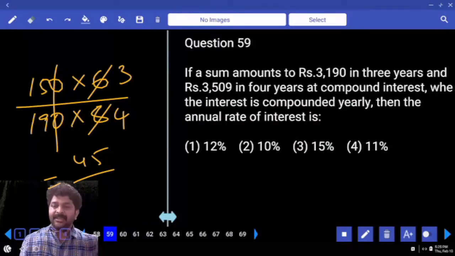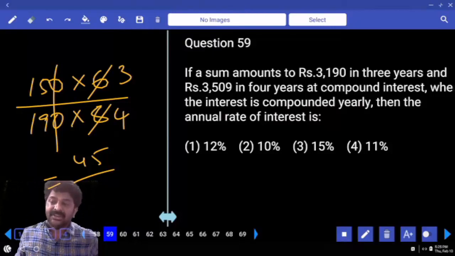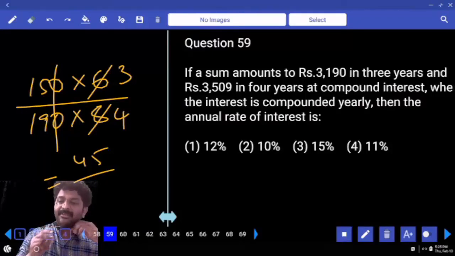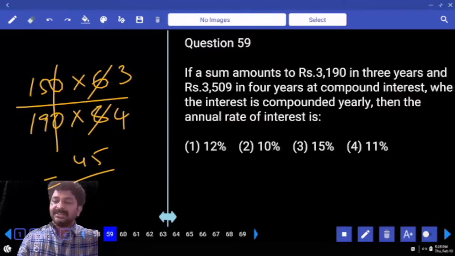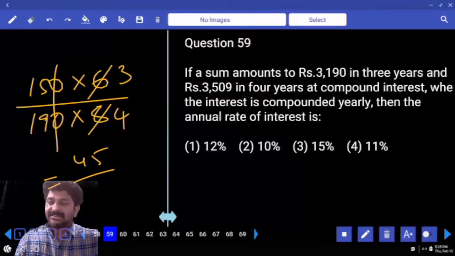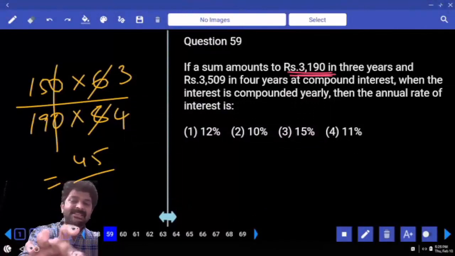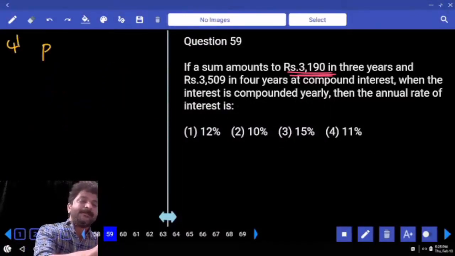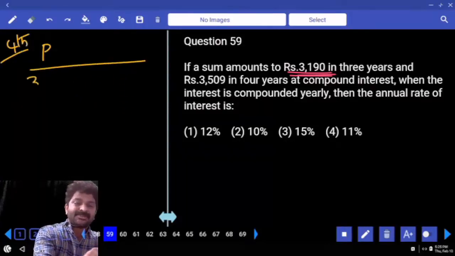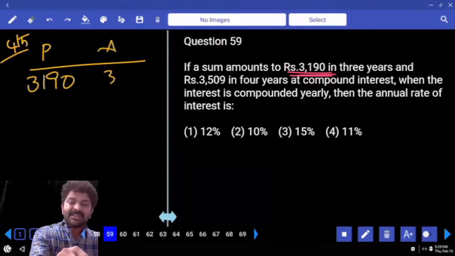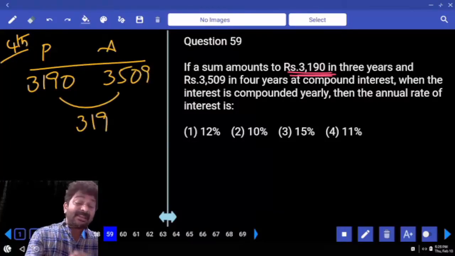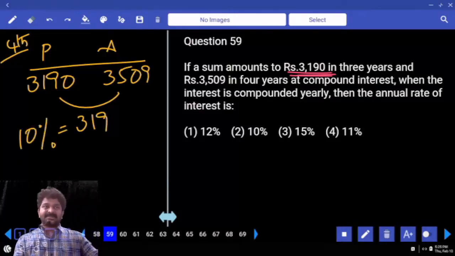Next. If a sum amounts to 3190 in 3 years and 3509 in 4 years at compound interest, what is the interest? When the interest is compounded yearly, then the annual rate of interest is, right. So, amount after 3 years can be written as principal for 4th year. For 4th year, principal becomes 3190 and amount is 3509. Difference between both the numbers is 319, and 319 is calculated as 10% of the principal only. Rate of interest is 10%.